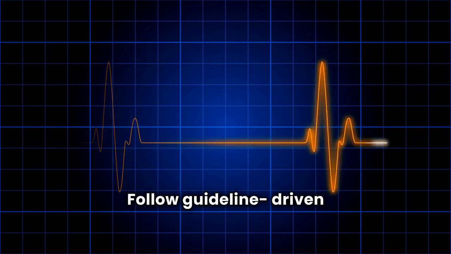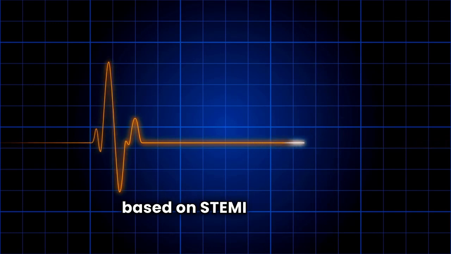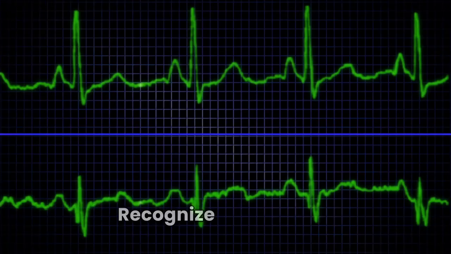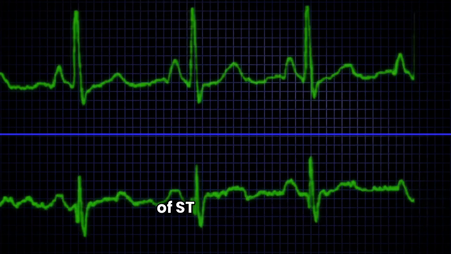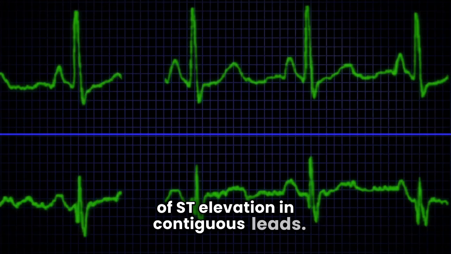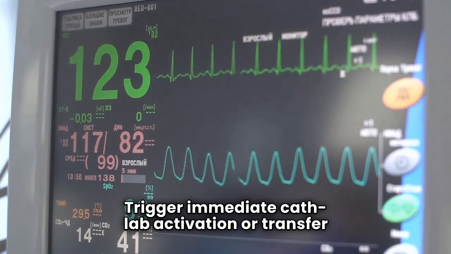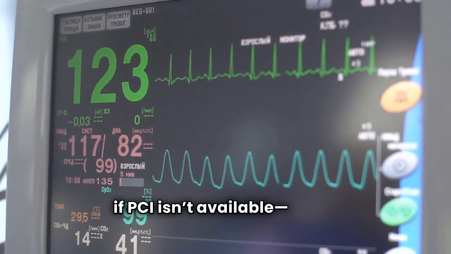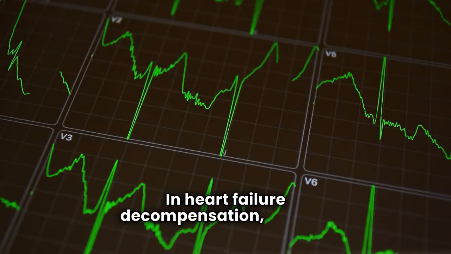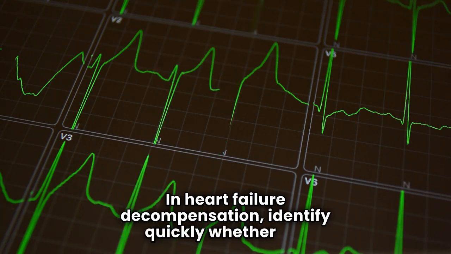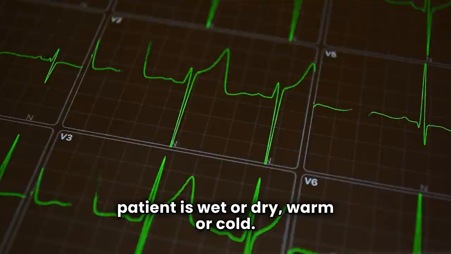Follow guideline-driven antiplatelet and antithrombotic protocols based on STEMI or NSTEMI risk. Recognize STEMI early. Look for 1 millimeter or more of ST elevation in contiguous leads. Trigger immediate cath lab activation or transfer if PCI isn't available. Every minute counts. In heart failure decompensation, identify quickly whether the patient is wet or dry, warm or cold.